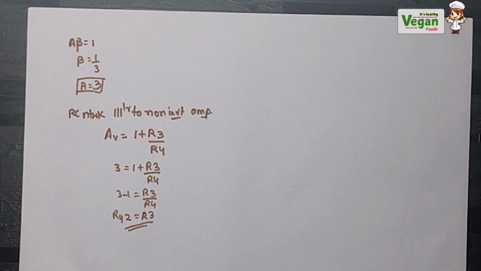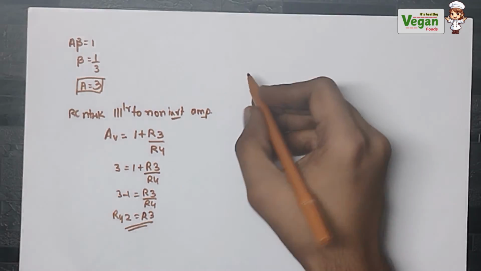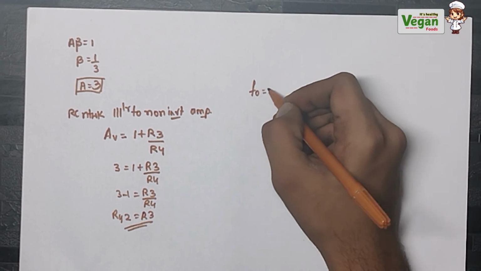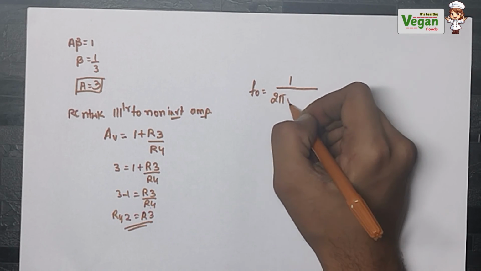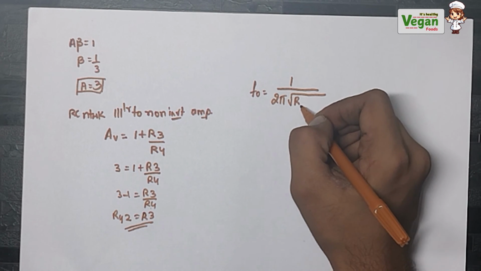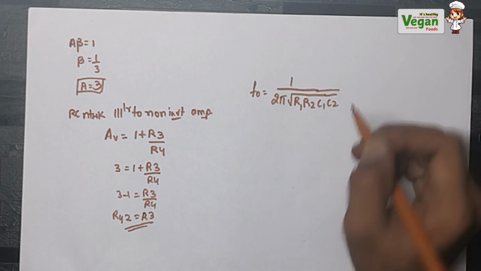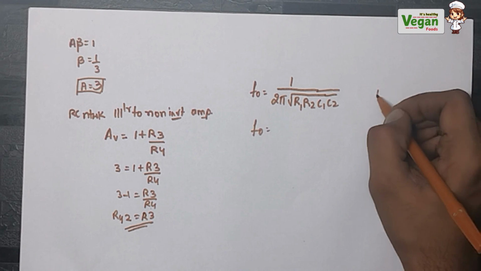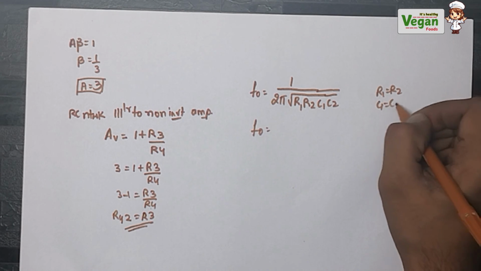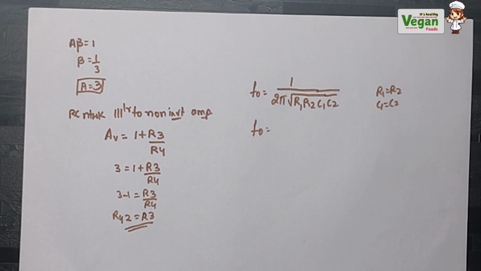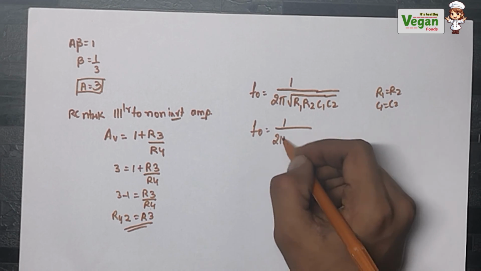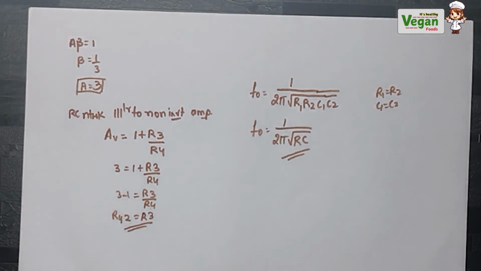Now let's consider the frequency. I said that only one intermediate frequency will be selected. Its value will be F0 is equal to 1 by 2 pi root RC. We have two resistances, R1 and R2, and two capacitances, C1 and C2. If I consider R1 equal to R2 and C1 equal to C2, that is, capacitors and resistances of the same value, it will be 1 by 2 pi RC. So this is the formula for the intermediate frequency which has been selected.